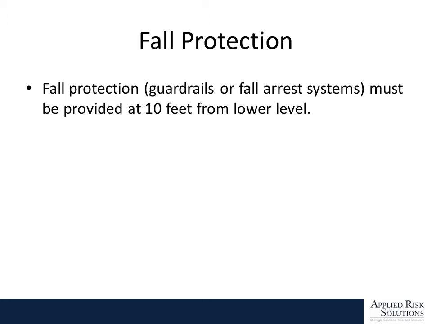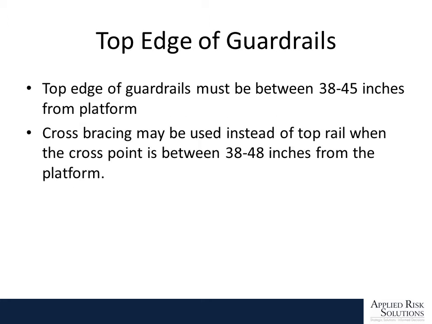Fall protection must be provided anytime you're working on scaffolding at greater than 10 feet above the level. Fall protection can come in the form of either guardrails or personal fall protection. If you're using guardrails, you must have a top rail, a mid rail, and you must have a toe plate. The top rail must be between 38 and 45 inches from the platform.